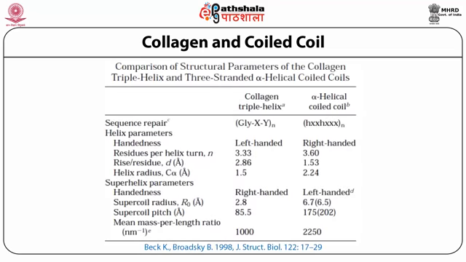In the case of collagen, the individual helix is left-handed, whereas in the alpha helical coiled coil, the individual helix is right-handed. But when you talk about the super helix handedness, collagen becomes right-handed when you take into account the triple helix. However, for the alpha helical coiled coil, the overall super helix handedness is left-handed.